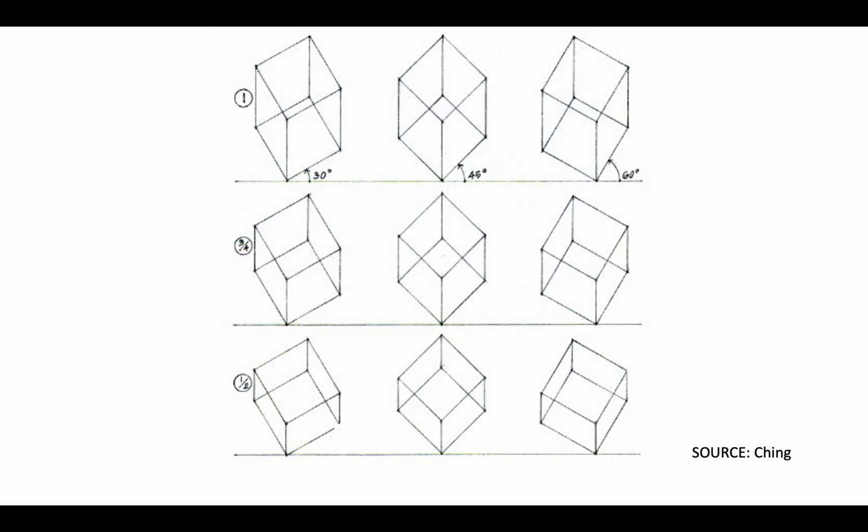More examples from Ching showing different oblique views and how different triangles, either favoring the 30 or using a 45, 90-degree triangle, or the 60, lead to different views of cubes. And so making those decisions is important when you're starting to set up the drawing.